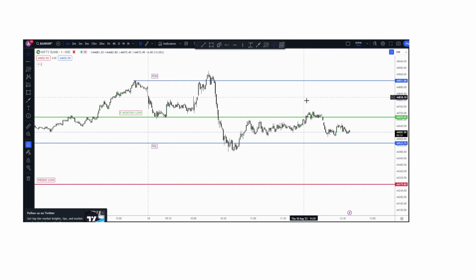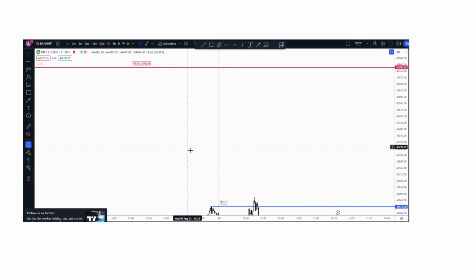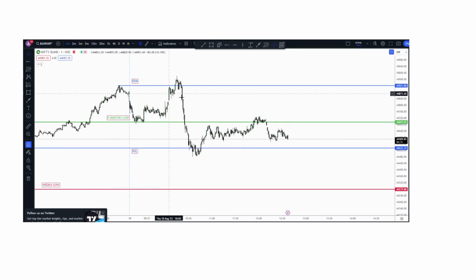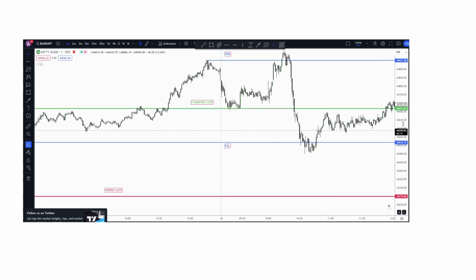So, as always, we will mark our levels. That would be the previous day high, previous day low, previous week low, previous week high up here, and previous month's low and previous month's high. All right, so these are the levels that we mark on a daily basis.